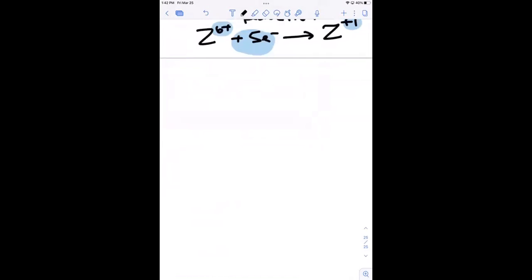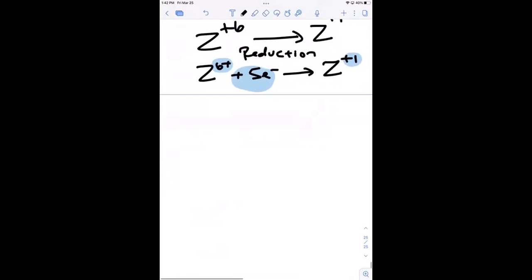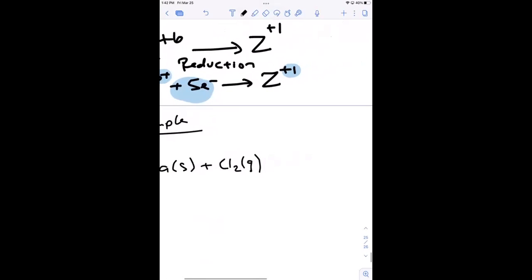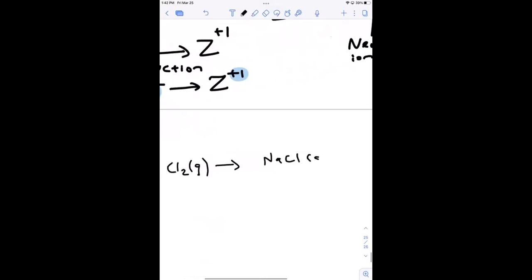Right? And let's think about a reaction, right? Let's say we have sodium solid plus chlorine gas, and we're going to react those together to get NaCl, which is also a solid.